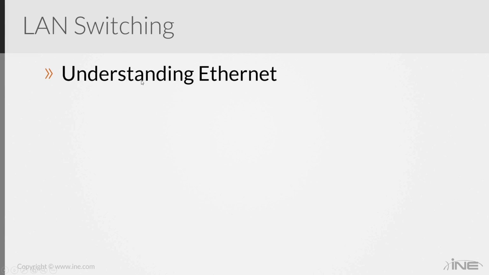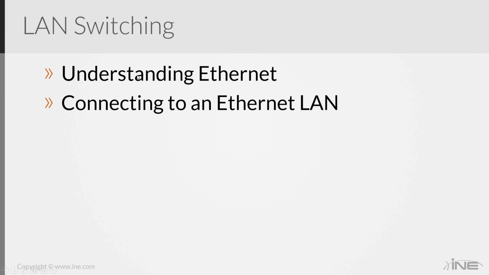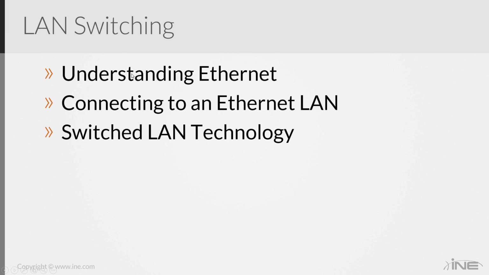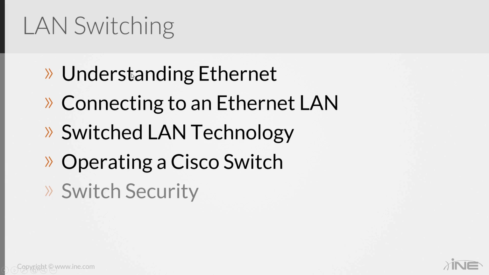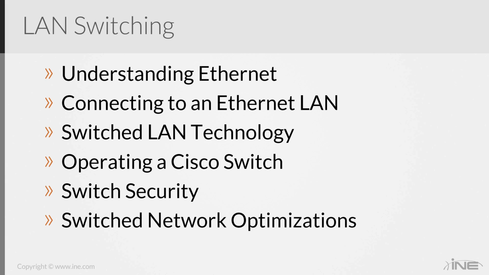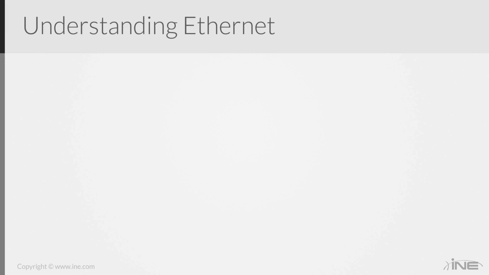So when we first get into it, we're going to basically break down understanding what Ethernet is. We're going to take a look at connecting to an Ethernet LAN, what the switch LAN technologies are, operating a Cisco switch, switch security, switch network optimizations, and then we'll go from there. Now, when it comes to understanding Ethernet, there are quite a few things you really need to understand. First of all, we're going to define what a LAN itself is, because if you don't know what LAN, or local area network, means, you may have a hard time getting over that little hump. So once you understand what that means, you can move on to the next set of definitions.